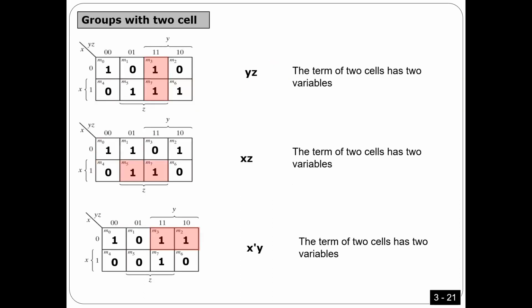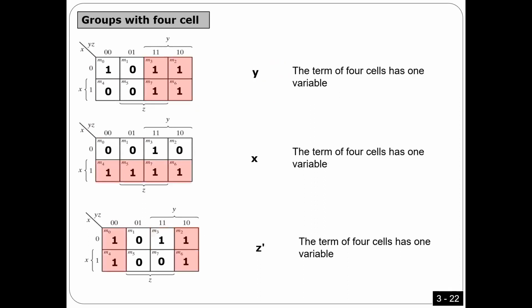Same thing, if I can combine four together and make it one group, in this case, instead of having four terms in the equation, I'm going to have only one term. And this term has only one variable. Very, very interesting, and very easy compared to algebra manipulation. However, you have to know how to make groups. You have to know how to do it.